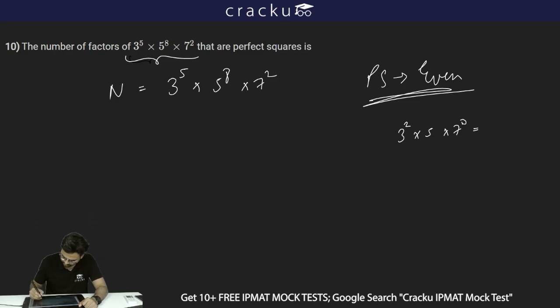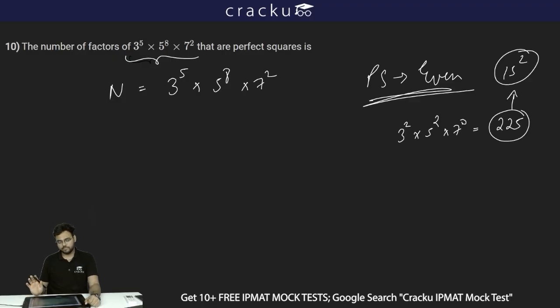This will be a very big number. I'll just take 3 square into 5 square into 7 to the power 0, which is 9 into 25, which is 225, the square of 15. So this is a possible factor which is a perfect square. This 225 is a perfect square and it is a factor of this number n. Now I have to consider only the even powers.